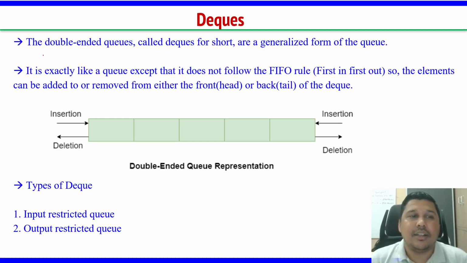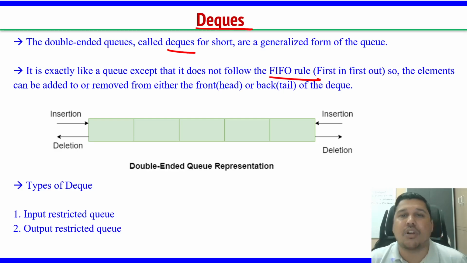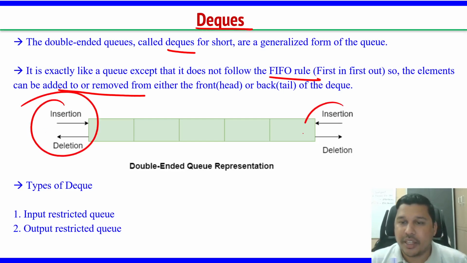Double-ended queues are called DQs for short. It is exactly like a queue except that it does not follow the FIFO rule, the first in first out rule. Elements can be added or removed either at the front or at the back of the queue. Insertion and deletion can happen at both ends.